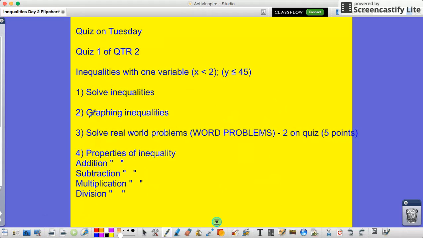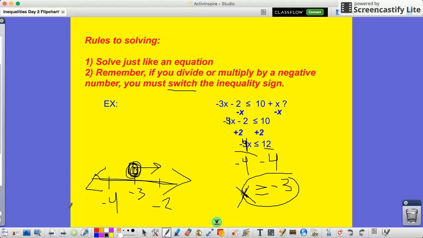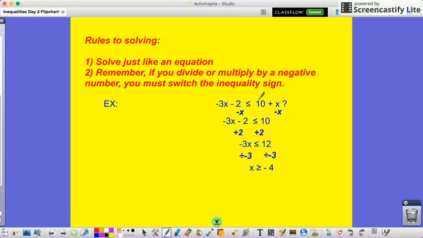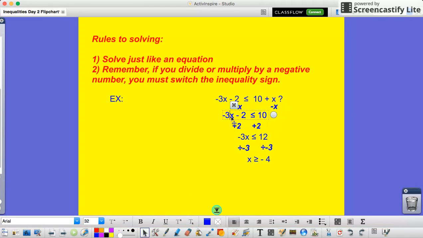So again, the quiz is going to have solving inequalities, graphing inequalities. It's going to have solving real world problems, and we'll talk about this in a second. 2 on the quiz, which are 5 points each, and properties of inequality. So properties of inequality, remember, for this step, if we look at everything all together, that's important. So let's look at that.